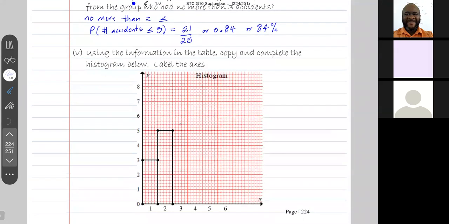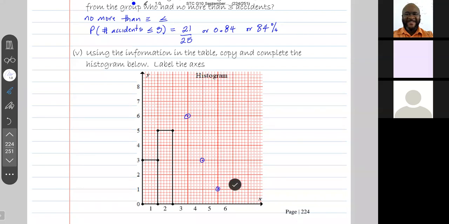So that should be here. 3 persons had 4 accidents. That's here. 3 persons, not 4. 3 persons had 4 accidents, and 1 person had 5 accidents.